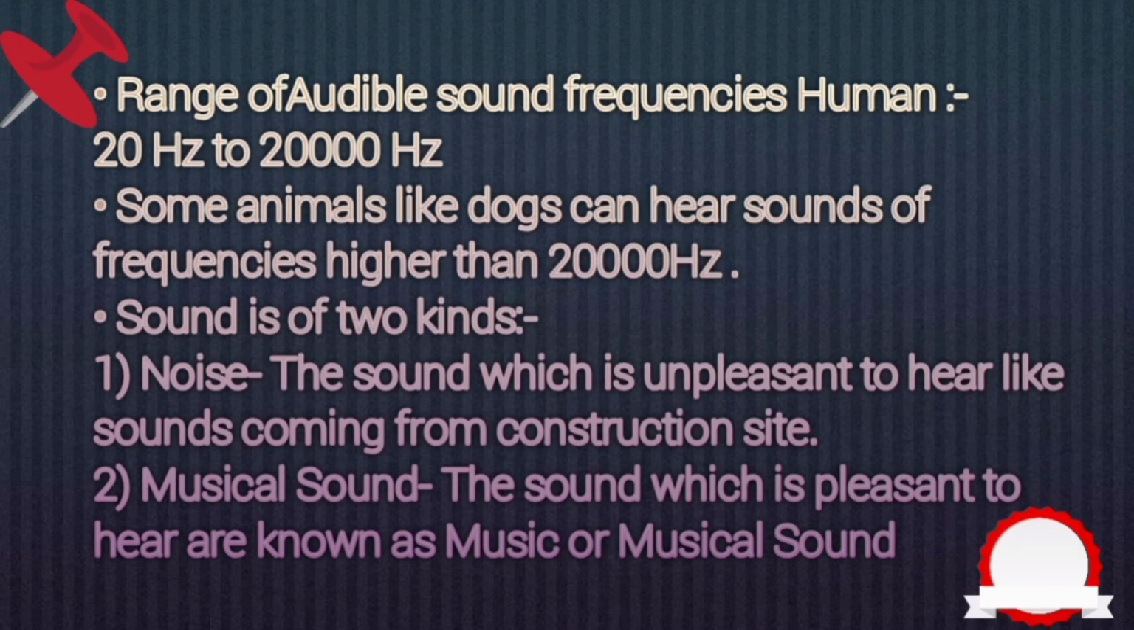Now let's learn some more facts about sound. Do you know that humans can hear only some audible frequencies? The range of audible sound frequencies for humans is 20 Hz to 20,000 Hz. Some animals like dogs can hear sounds of frequencies higher than 20,000 Hz. Sound is of two kinds: noise, the sound which is unpleasant to hear, like the sound coming from a construction site, and musical sound, which is pleasant to hear.